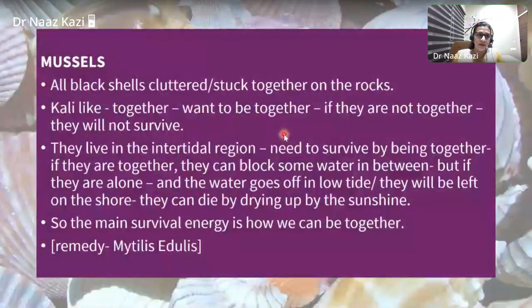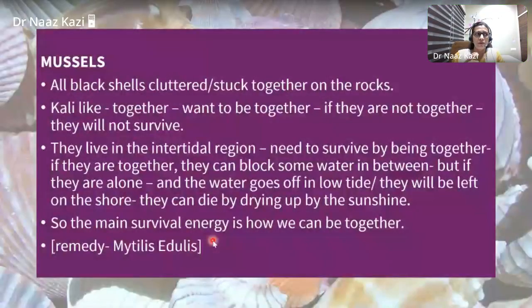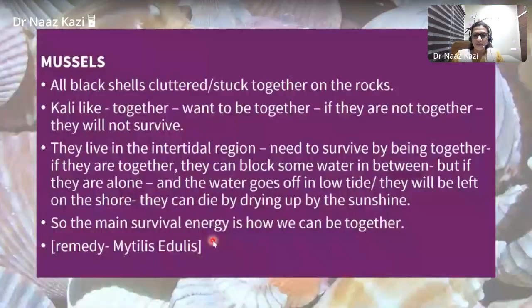I told you all why they are together. They live in the intertidal region. They need to survive by being together. If they are together, they can block some water in between them. But if they are alone and the water goes off in low tide, they will be left on the shore and can die by drying up in the sunshine. So the main survival energy in the mussels is to be together. This is how we can remember, whenever we reach a mollusk case and want to know which of them to give, this knowledge helps us. So hence I thought of sharing this with you. And the remedy from the mussels is Mytilus edulis.